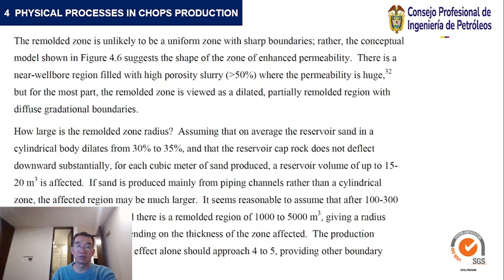It seems reasonable to assume that after 100 to 300 cubic meters of sand has been produced, there is a remodeled region of 1,000 to 5,000 cubic meters, giving a radius increase of 50 to 100 meters, depending on the thickness of the zone affected. The production enhancement factor from this effect alone should approach 4 to 5, providing other boundary conditions remain the same.